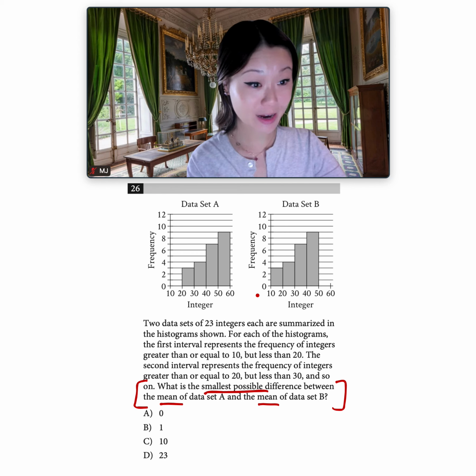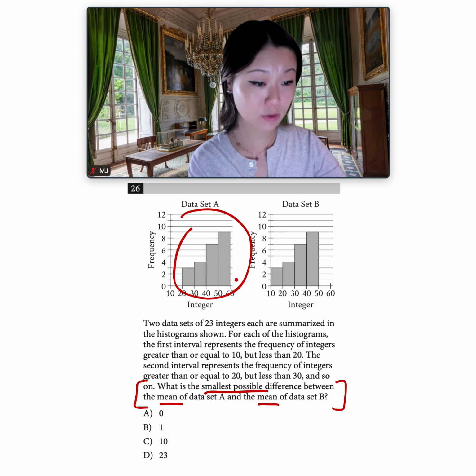So here, what do we have? If we compare data set A and data set B, data set A is looking like it's a little bit larger in terms of the values of the integers than data set B would be.